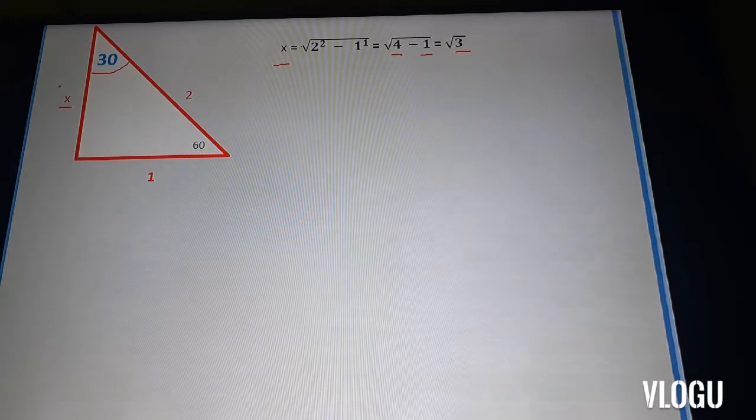And thus, our x now is equivalent to the square root of 3. That would be our basis for our value of x. Okay. To find now the 6 trigonometric functions of a 30-degree triangle, we have the following.